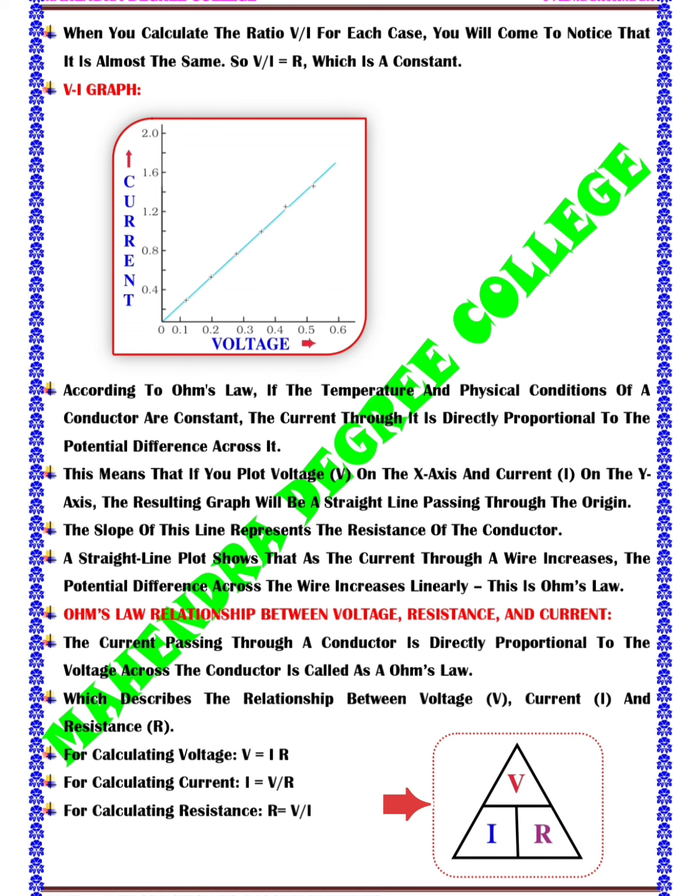Formulas: V equals IR, voltage equals current times resistance. I equals V divided by R, current equals voltage divided by resistance. R equals V divided by I, resistance equals voltage divided by current. Ohm's law is valid when physical conditions like temperature remain constant.